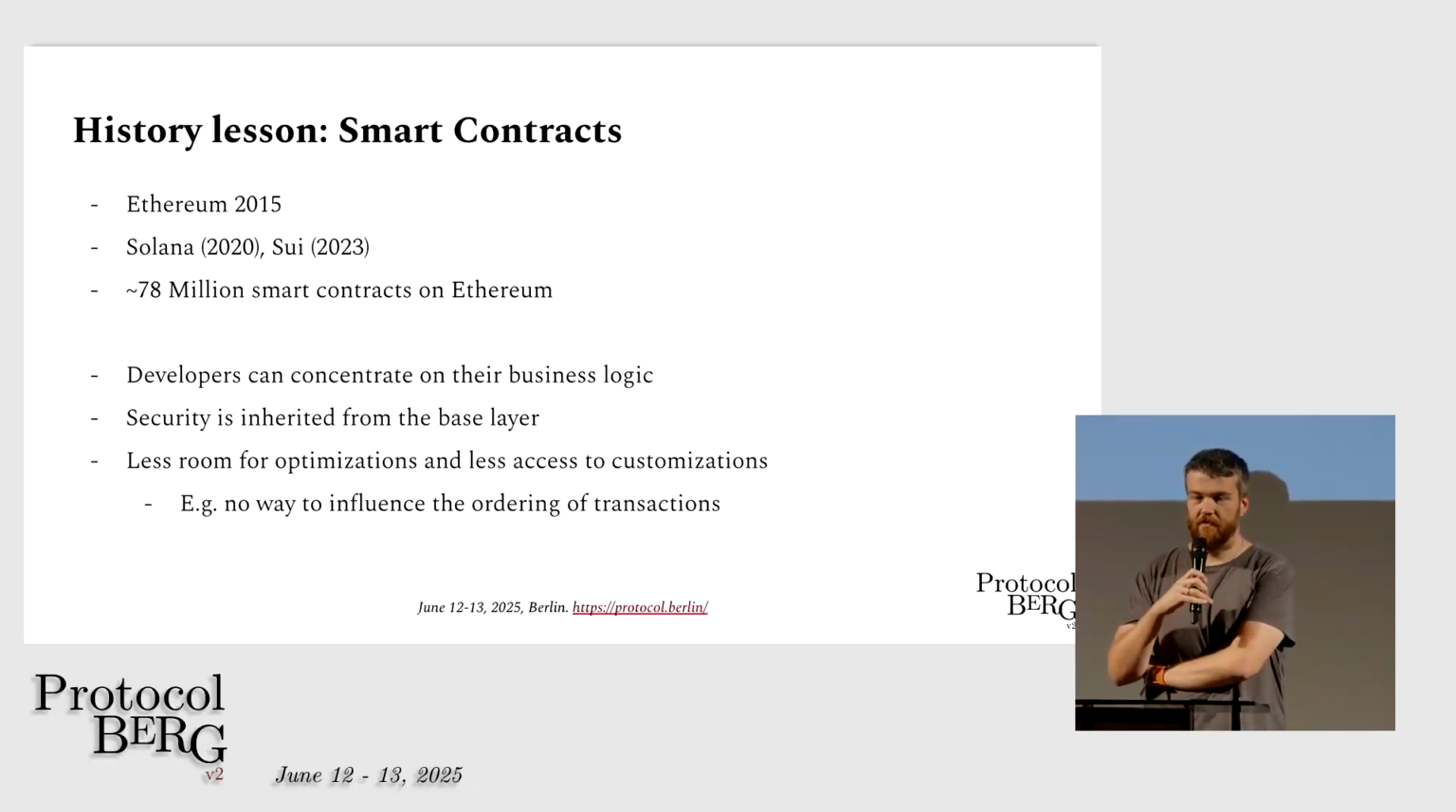The bad thing about smart contracts is that you have less room for optimizations. You can for sure optimize in certain ways, but there's always an end to it. With blockchains, you can go deeper when you want to do these optimizations. You also have less access to certain things: you cannot change the ordering of transactions or decide when a transaction can be applied. All these things.